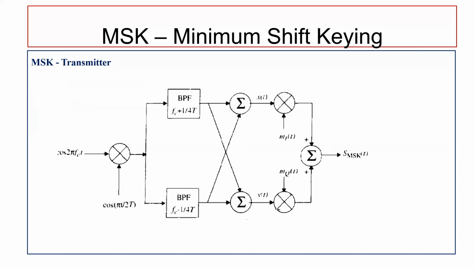So the MSK transmitter. For two input sinusoidal waves, one carrier signal should be cos(2π Fc t) and another one should be cos(2π t / 4Tb). First, it should produce two phase-coherent sinusoidal waves at frequencies F1 and F2, which are related to the carrier frequency Fc plus 1 by 4Tb and Fc minus 1 by 4Tb, by using the bandpass filter.